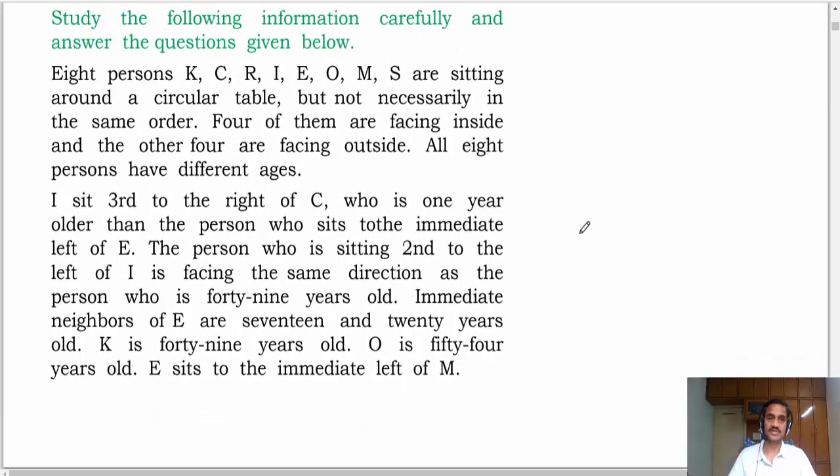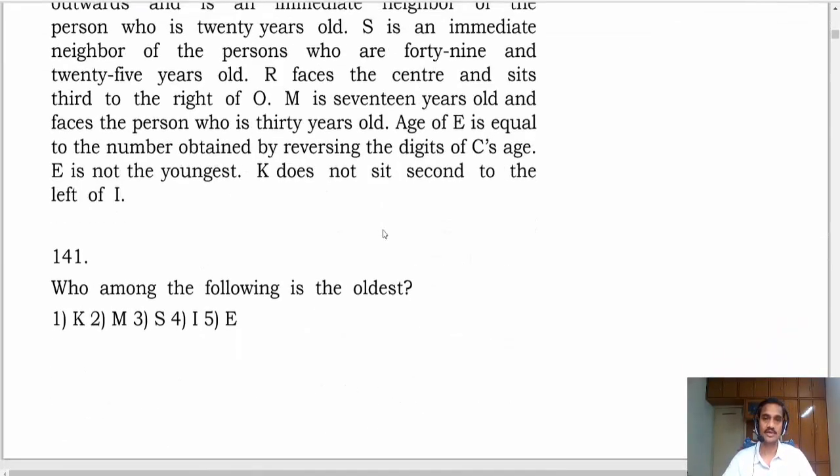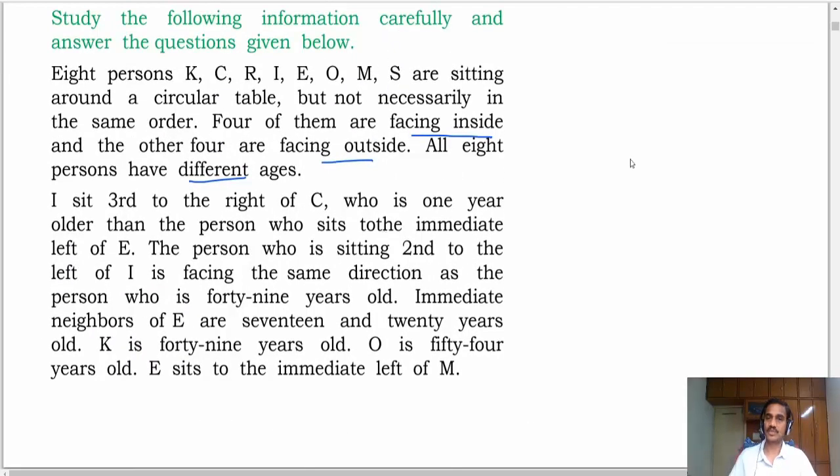Tell me what the information is here. Eight persons are sitting around a circular table, but not necessarily in the same order. Four of them are inside and four of them are outside. And these eight persons have different ages, which were also clearly given. Four inward and four outward, that is also clearly specified. Now eight persons were there: 1, 2, 3, 4, 5, 6, 7, 8.